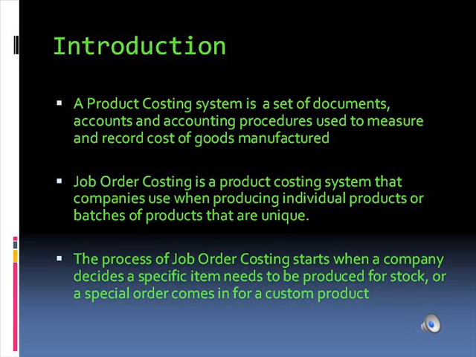Next is job order costing, a product costing system that companies use when producing individual products or batches of products that are unique. The process of job order costing starts when a company decides a specific item needs to be produced for stock, or a special order comes in for a custom product.